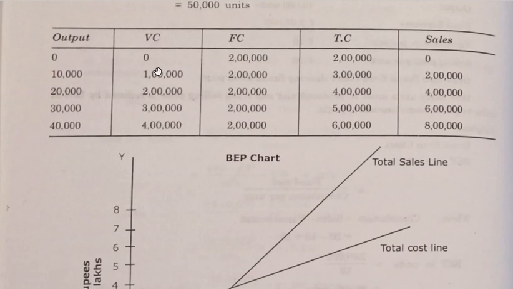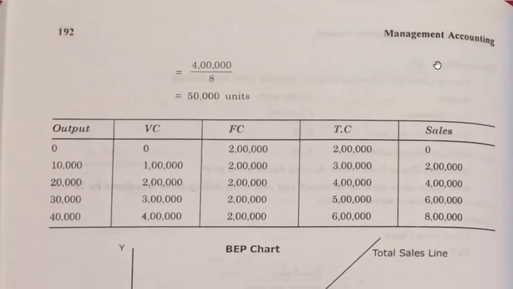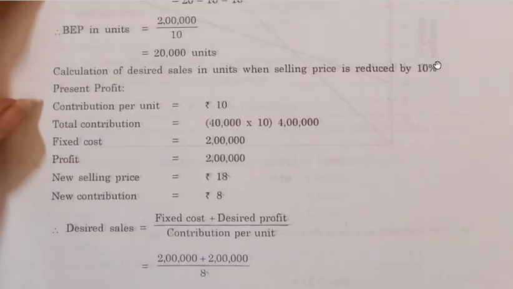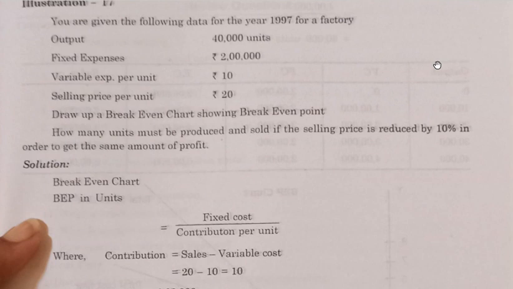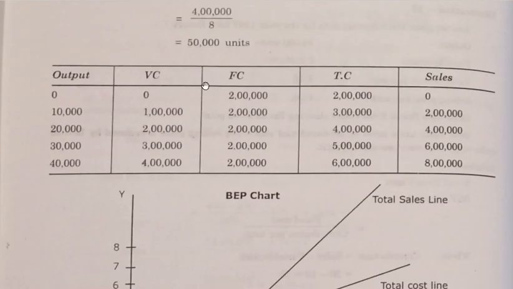So if it is zero output, your variable cost also will be zero. So your fixed cost will remain the same irrespective of the output. So it is 2 lakhs. So variable cost plus fixed cost is equal to total cost, which is 2 lakhs. So sales, you do not have anything in the first. Second is when your output is 10,000. So what is your variable cost? When the output is 10,000, how many units you have? Variable expense per unit is 10 rupees.